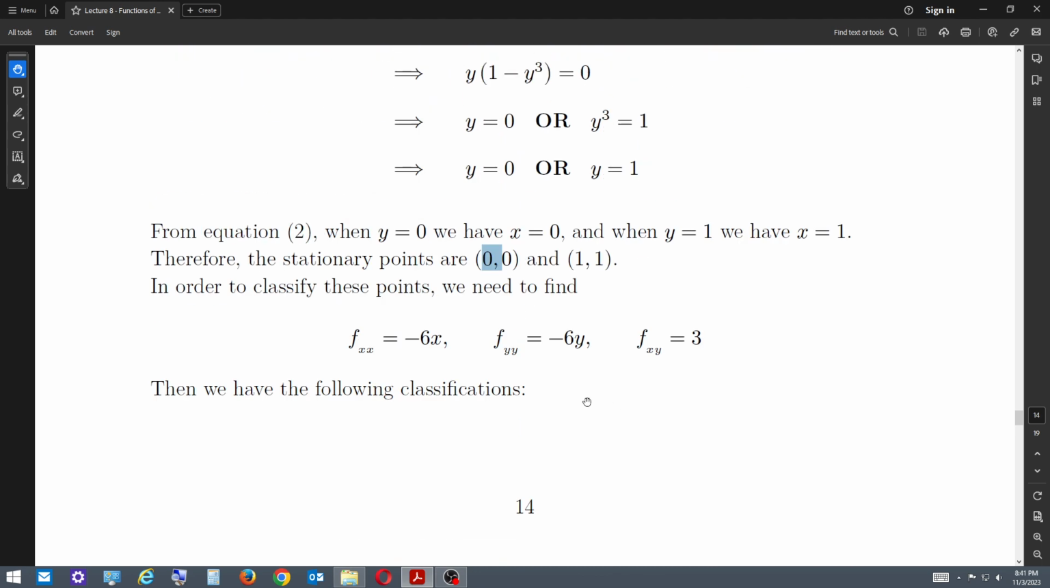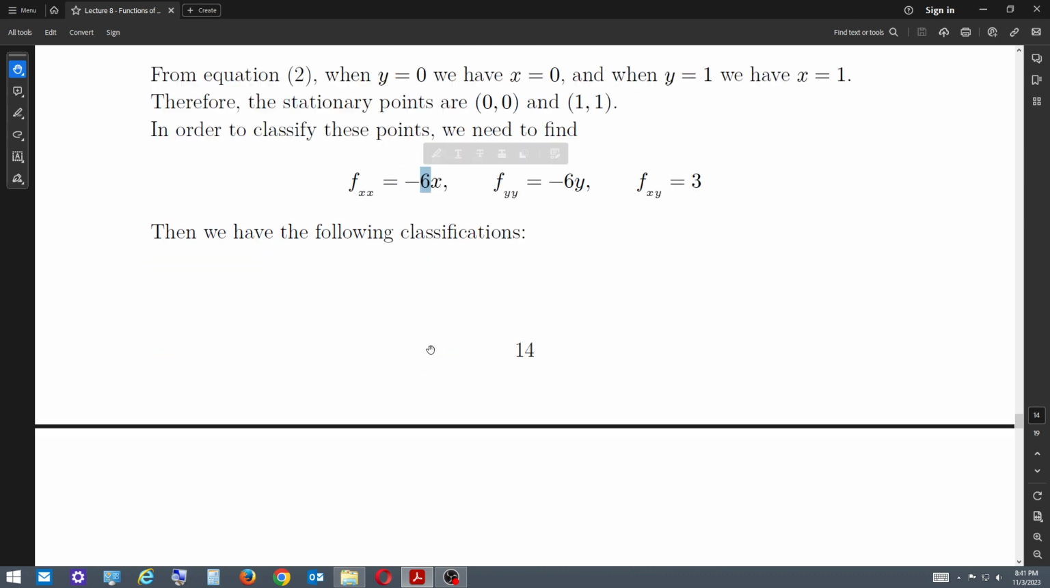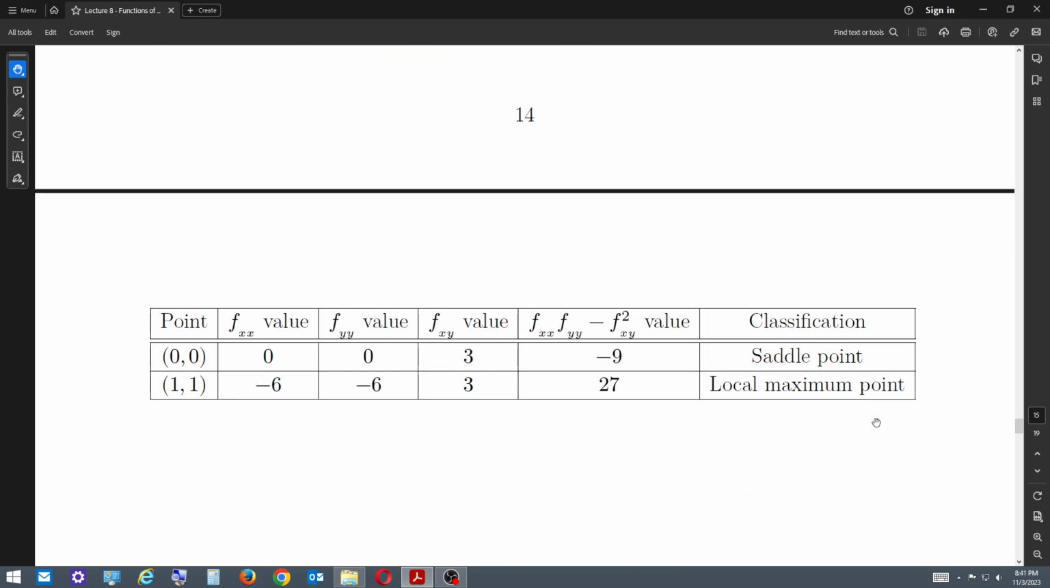And that is positive. So now you need to go and look at either one of these and see whether it's positive or negative. So substitute x is 1 into this one, that's negative 6, that is negative, which tells me it's a maximum point.